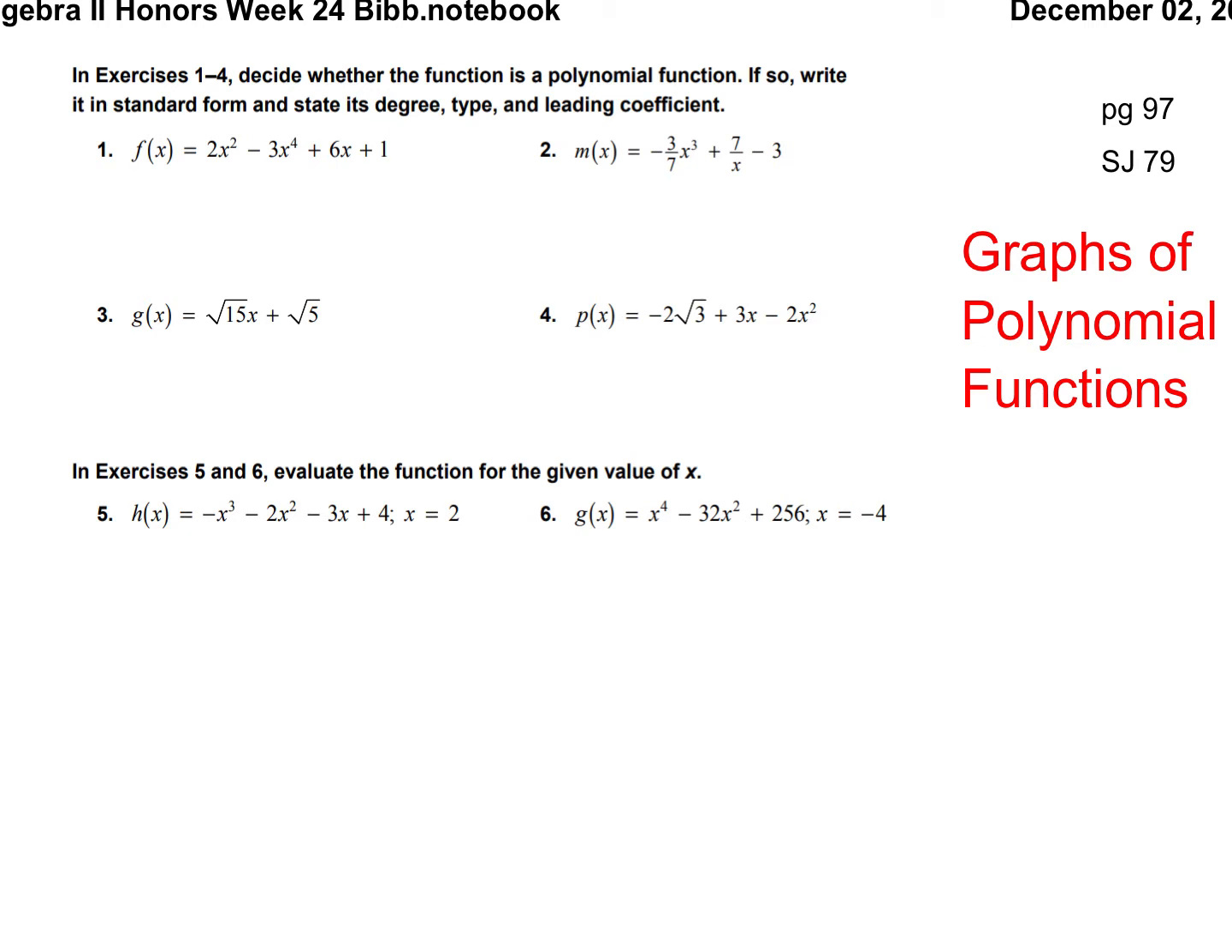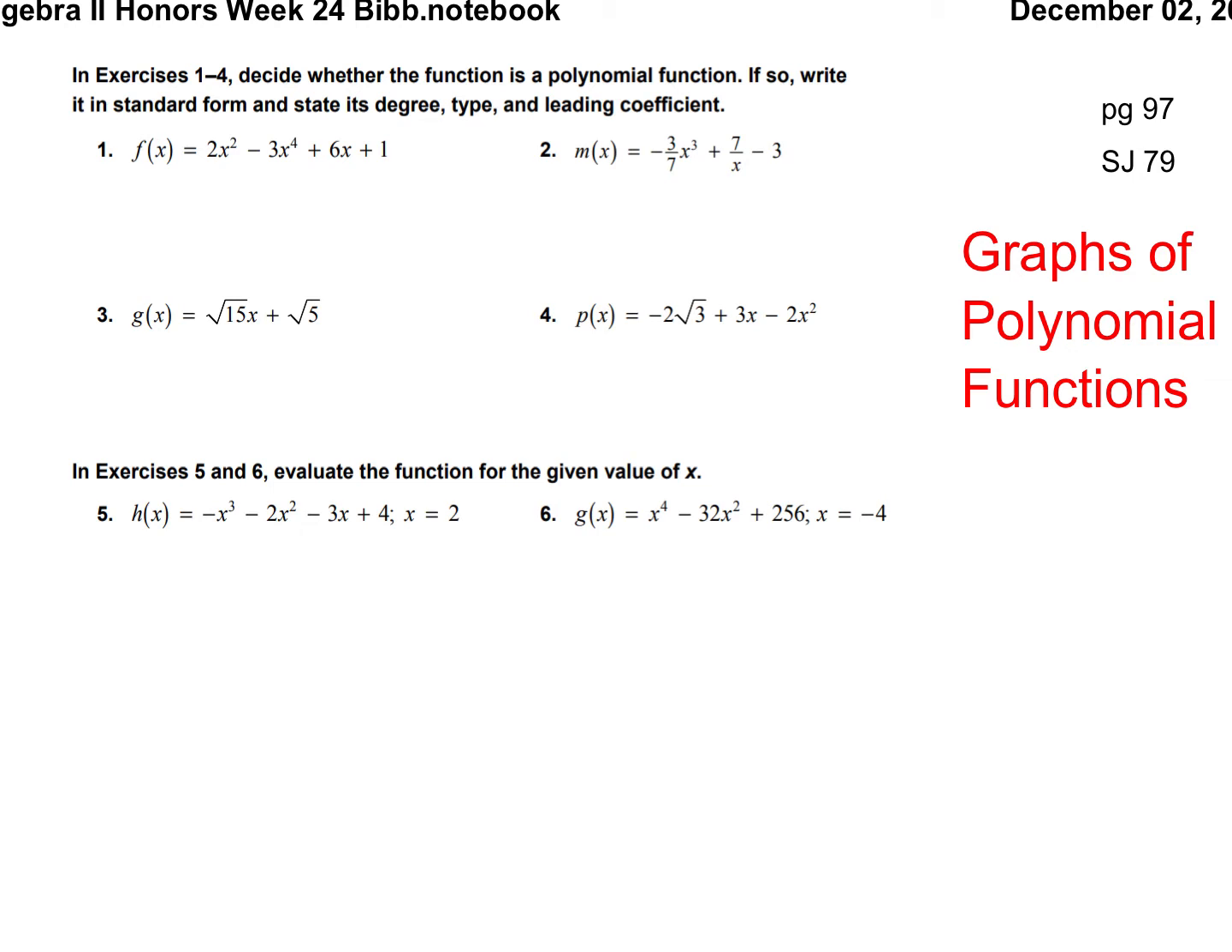You cannot have a variable under a radical. You cannot have a variable in the denominator, which technically means your variable has to have a positive whole number exponent. Because if you have a variable under a radical, that would be like the square root of x, that would be x to the 1/2. If you have a variable in the denominator, that would be x to the -1.